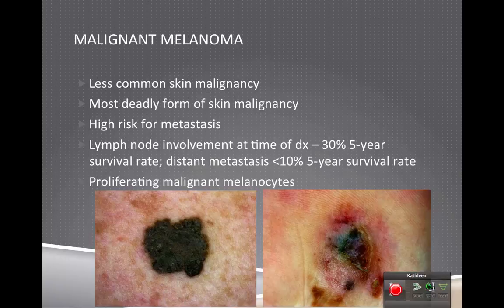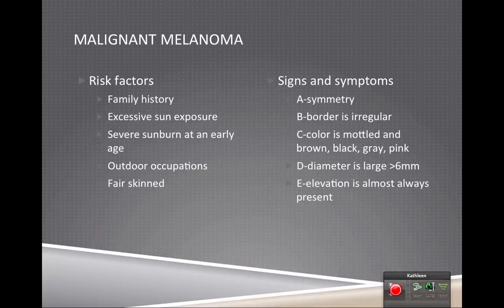Basically what you have is proliferating malignant melanocytes. Risk factors are family history, excessive sun exposure, severe sunburn at an early age. Outdoor occupations are at risk for malignant melanoma. Fair-skinned.